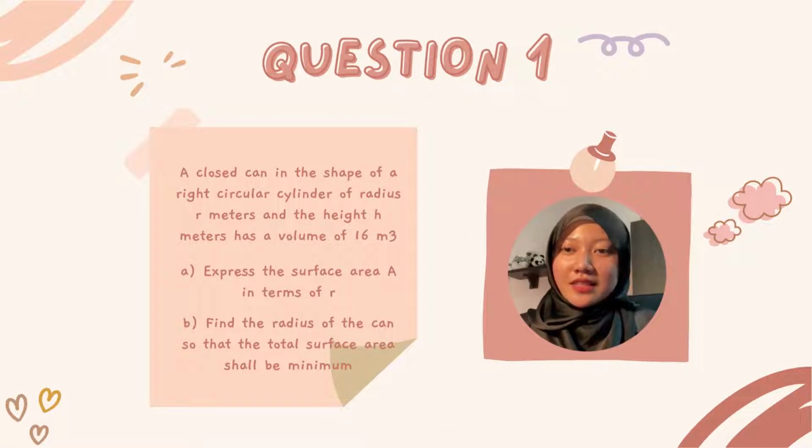The question is, a closed can in the shape of a right circular cylinder of radius r meters and height h meters has a volume of 16 meter cube. A. Express the surface area A in terms of r. B. Find the radius of the can so that the total surface area shall be a minimum.